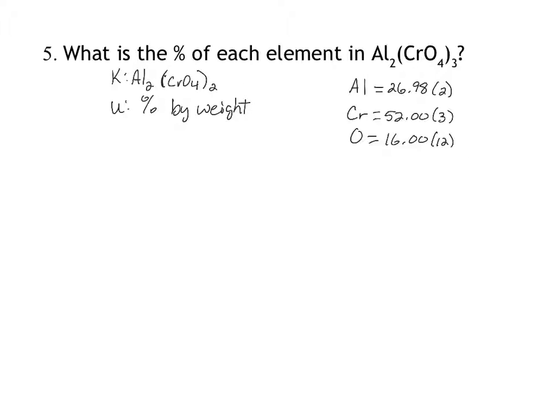And I'm calculating that by here. This tells me I've got 2 aluminum. 3 times 1 is 3 chromium. And then 4 times 3 is 12. So I've got 12 of the oxygen. So what I'm going to do is I'm going to calculate those and then add them together to get my total. So when I total all these together, it's 401.96 grams per mole.